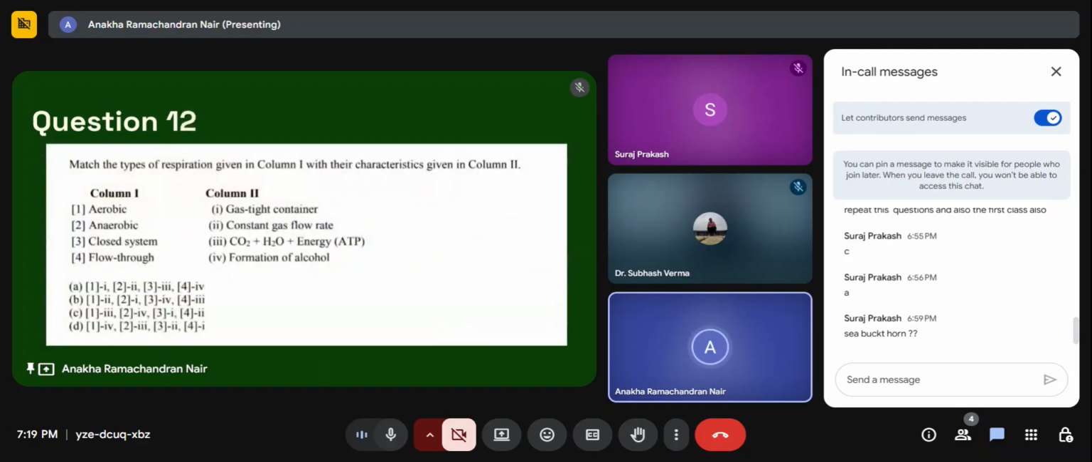So let's move on to question number 12. This is a match the following kind of question. Column 1 is giving you different types of respiration, and column 2 is giving you their characteristics, right? Column 1 has aerobic, anaerobic, closed system, and flow through. Column 2 has gas tight container, constant gas flow rate, CO2 plus H2O plus energy, and formation of alcohol. So try matching them and let's see what the answer is. Any guesses?